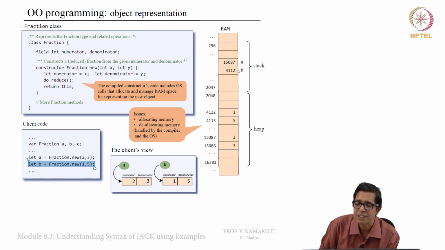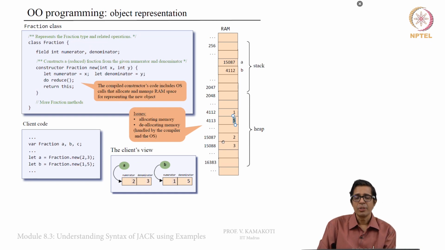Similarly, the moment we execute let b equal to fraction dot new of 1 comma 5, now b is already assigned this location on the stack, whatever be this. Inside that location we store 4112, and 4112 is given by the operating system. It says okay, take it, and there you go and store in 4112 1 and 5.